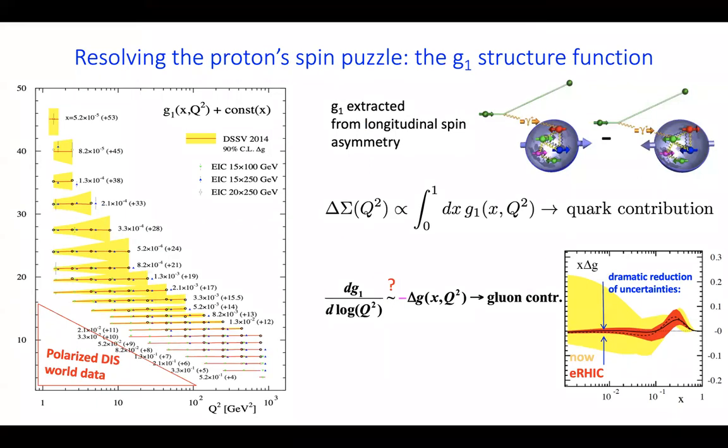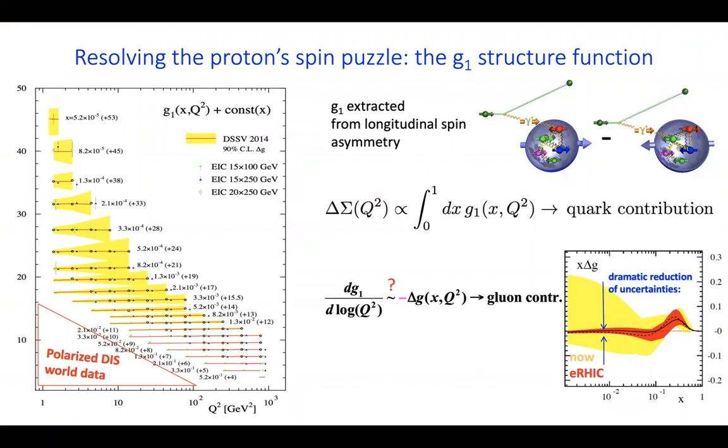And so what you do is you measure the difference in the cross sections for the scattering process. And so the difference in the cross sections is an asymmetry, and then you can define an object called a structure function, which is really related to this asymmetry. So it's a purely experimental object, right? It's a difference in cross sections that you measure.